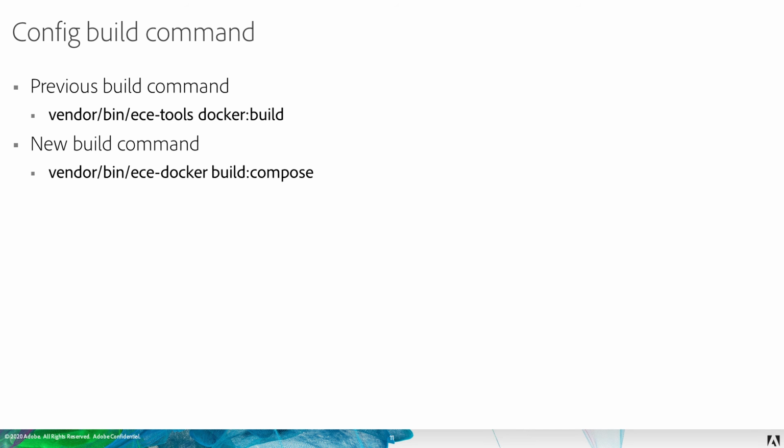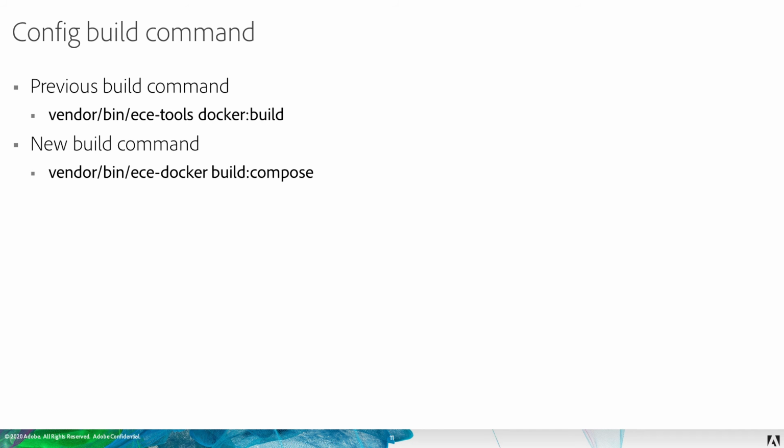So like I was mentioning before, some of the commands have changed, and probably the command that you'll run the most is the docker build or the build compose command. And this is what actually generates the docker compose.yaml file with all the configurations you need to run docker compose up. So previously it was vendor bin ece-tools. This was as of ece-tools 2002.0. You had the docker namespace and the build command. Now ec-docker is its own command. It's still vendor bin, but this time it's ec-docker and then build compose.